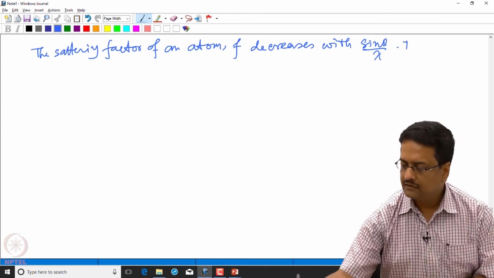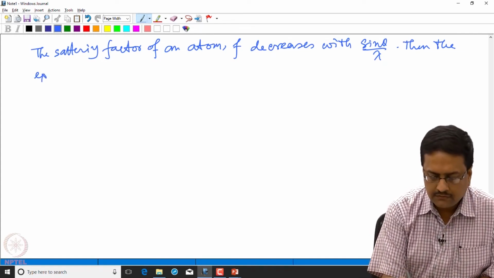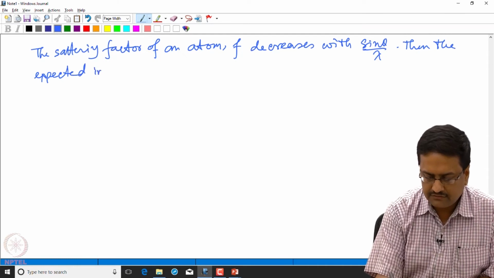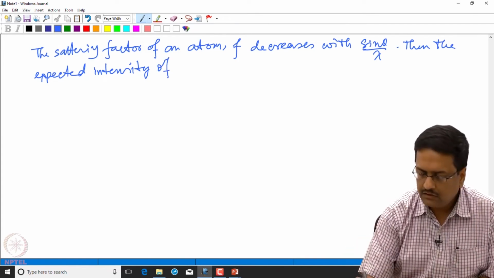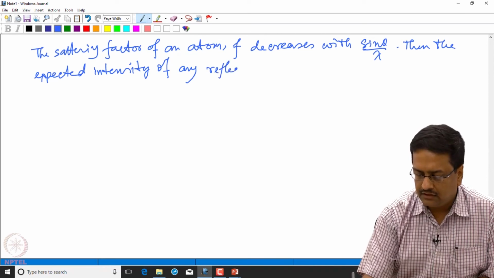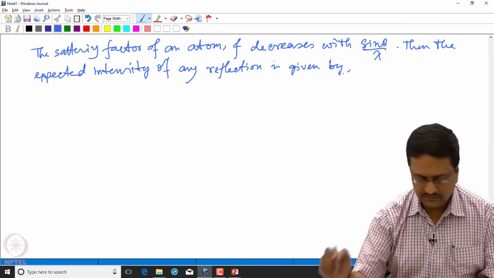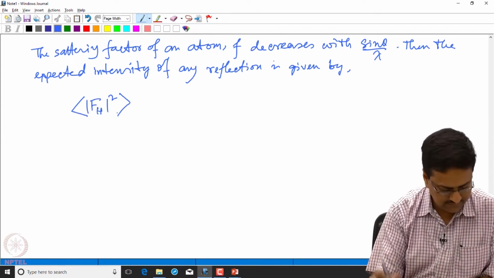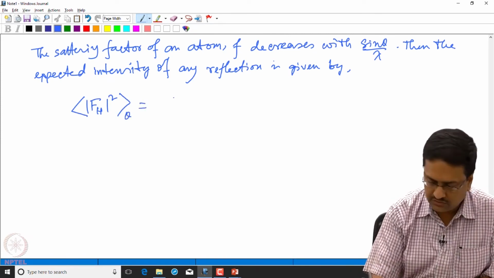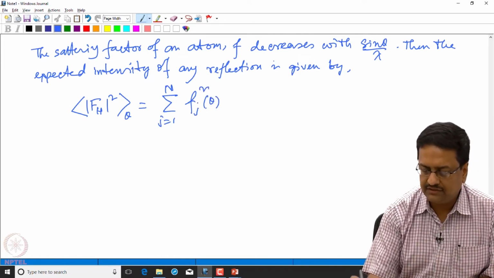Then the expected intensity of any reflection is given by the average of mod F_h square over the entire theta, which is equal to the sum over j equal to 1 to n of f_j square, which is a function of theta.